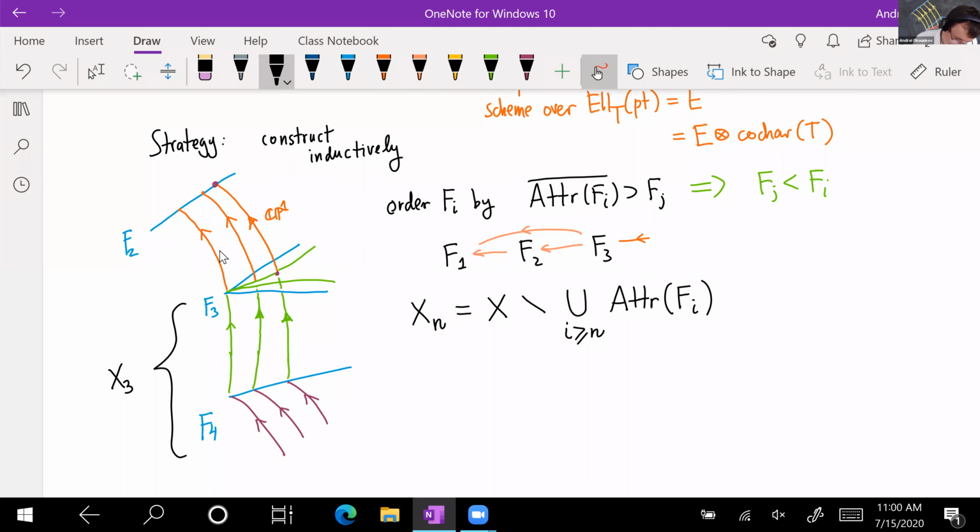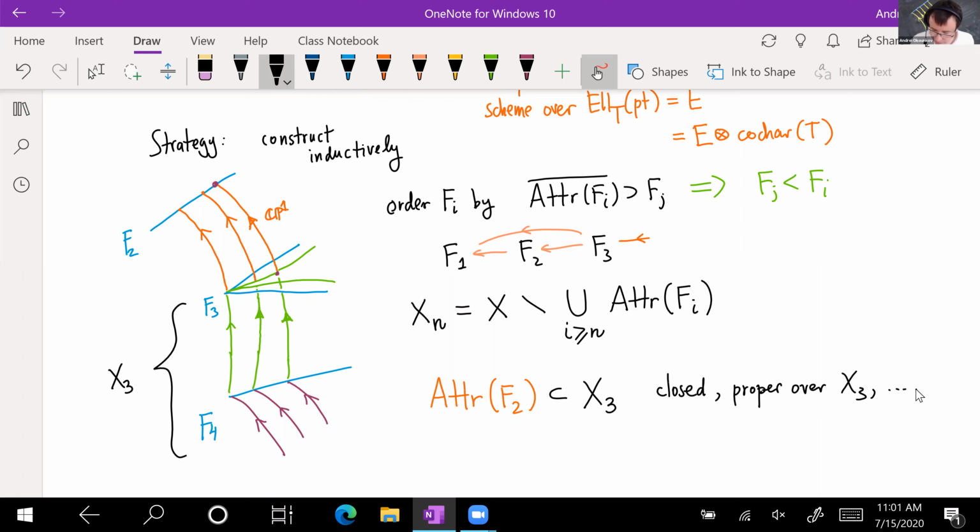And so this attracting manifold of F2 is inside of X3, and it is closed, since we took out all of that. So it is closed, proper over X. This is some manifold we like, so this defines for us an elliptic homology class. We can define the bordism class, whatever.